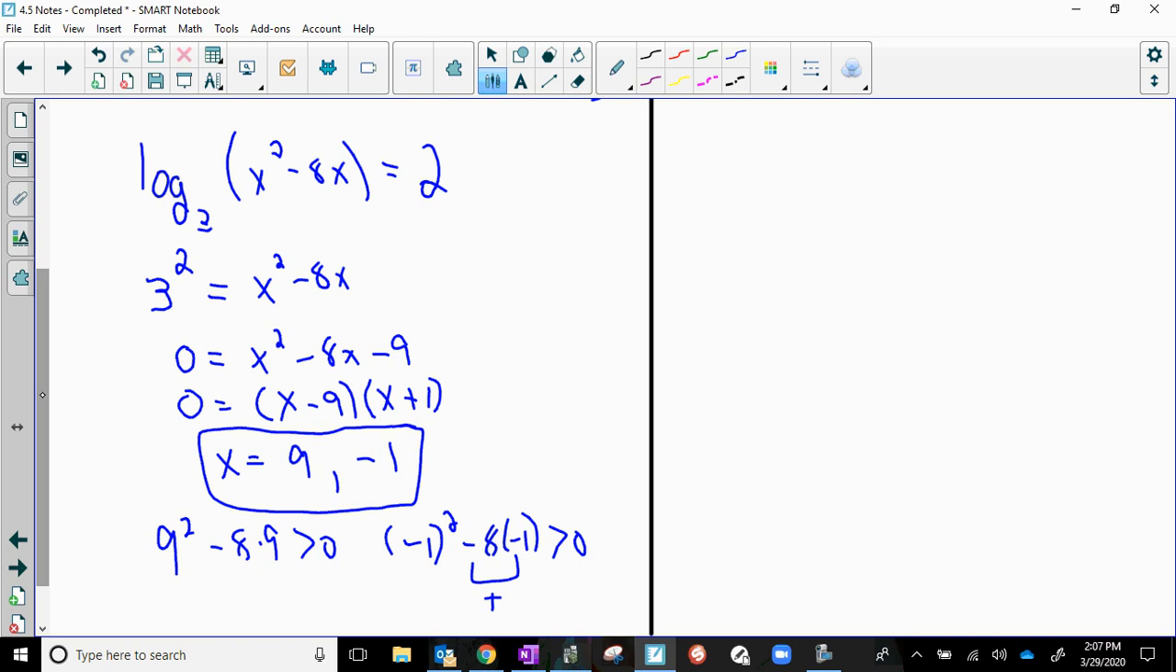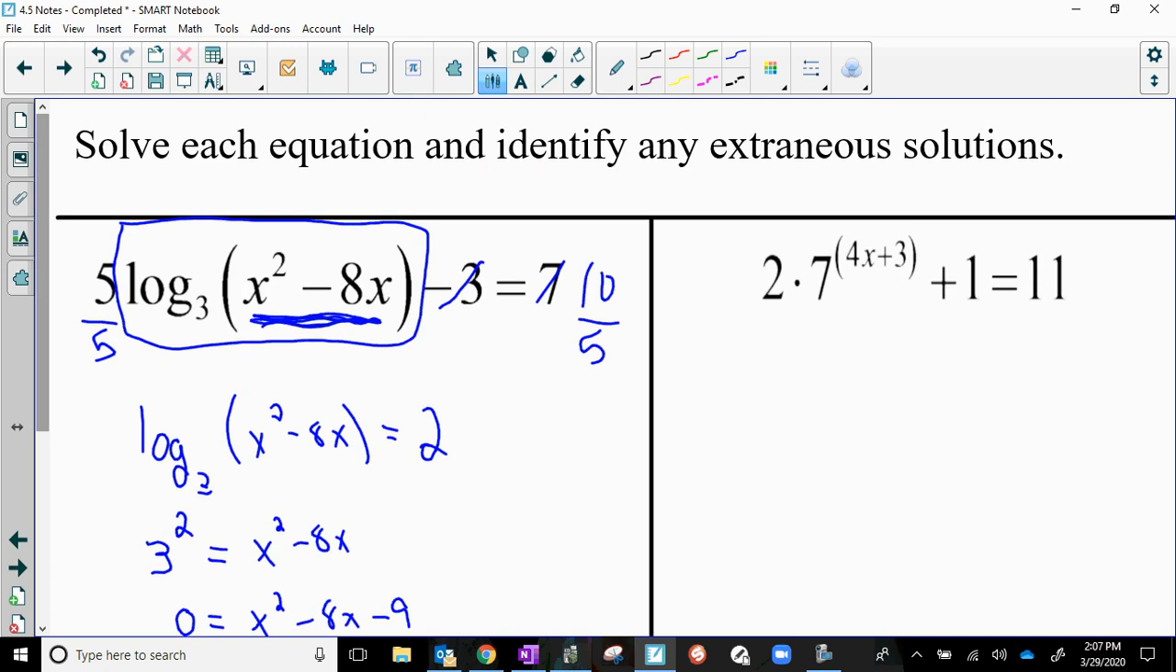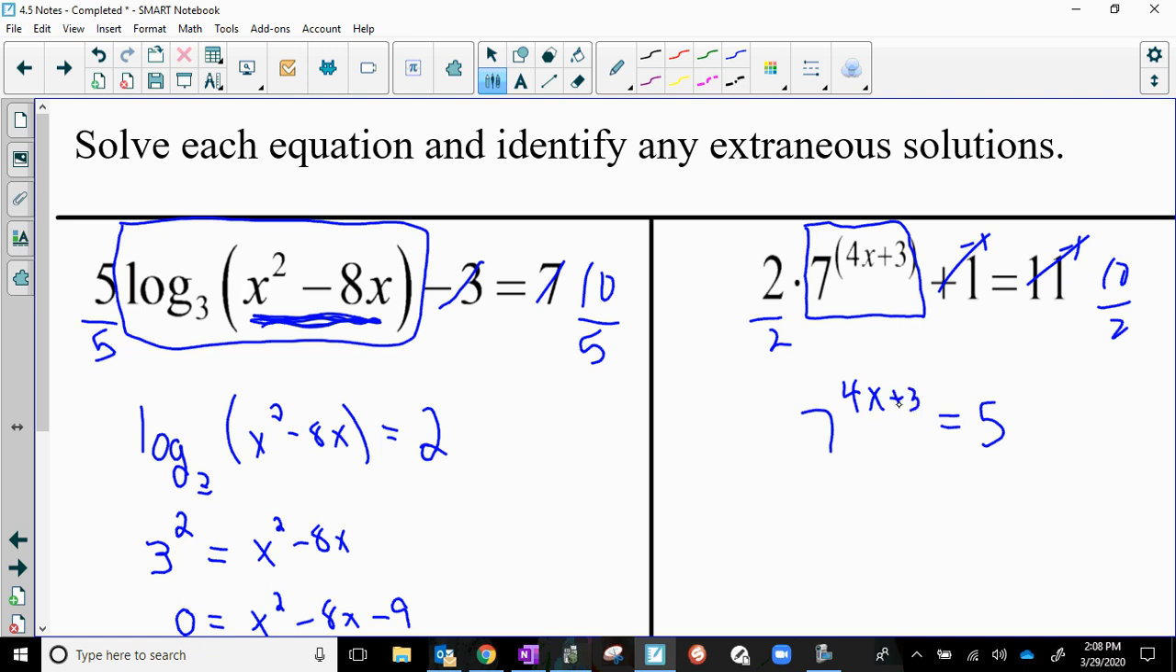All right, let's move on to the exponential function. Again, our goal is to isolate the exponential or logarithm first, so we can get it in the form of Ben in this problem. So I'm going to subtract 1, and then we're going to divide by 2. Okay, so subtract 1, we get 10, divide each side by 2, and we have it equal to 5. So we have 7 raised to the 4x plus 3 equals 5.